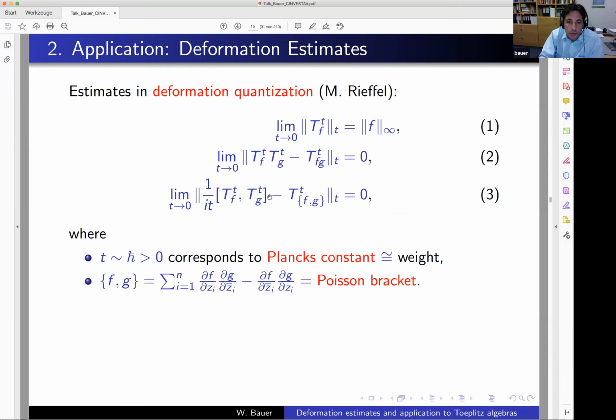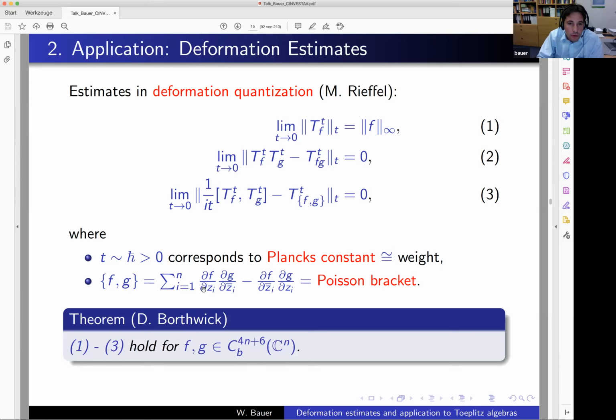So these are just these typical estimates in deformation quantization. Here's the Poisson bracket. I'm sure you all know this. And the question is, when does that work? So does this always work for any f and g, or do you need some conditions on f and g? And there's a first theorem by Borthwick, and it says that if f and g are 4n plus 6 times differentiable on Cn, and all derivatives up to this order here are bounded, then these three conditions are true.